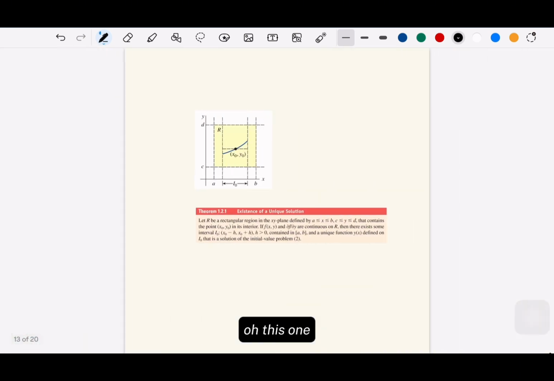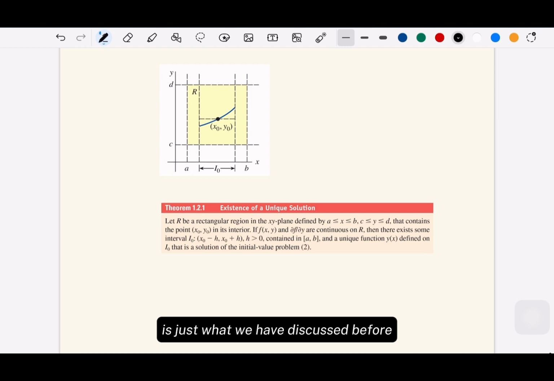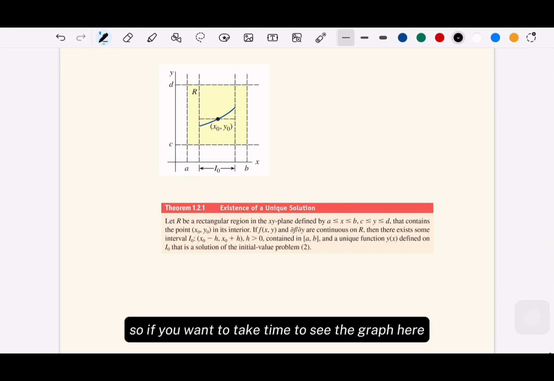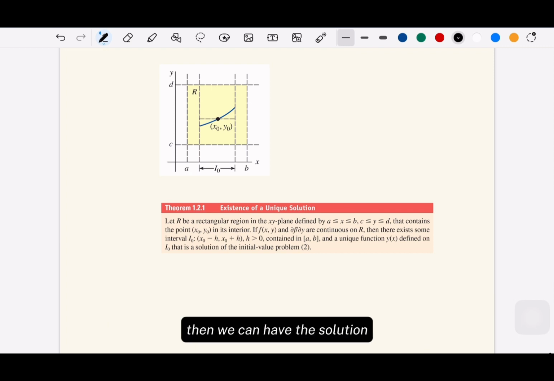Okay. This one I forgot to mention. This is just what we have discussed before: the existence and the uniqueness of the solution. If we want to take time to see the graph here, as long as we are in this rectangular shape and we can make sure that the function is continuous and the derivative is also continuous, then we can have the unique solution.